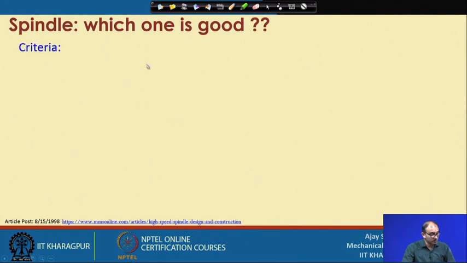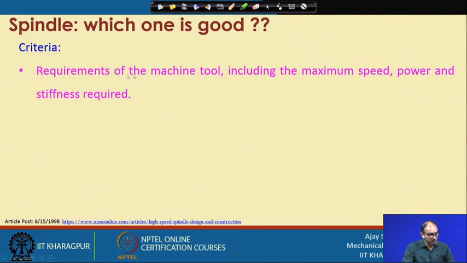So, which one is good? Depending on the criteria you have to select, because we have a lot of options available in terms of rating and type. So, what are the criteria? Requirement of the machine tool, including maximum speed, power and stiffness required, right, because once you have finalized that the machine tool is capable of handling a sophisticated spindle, then everything depends on which spindle you have to use.